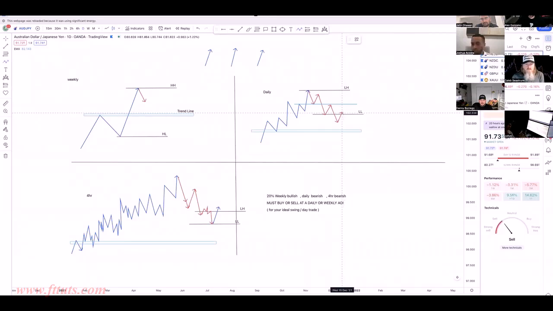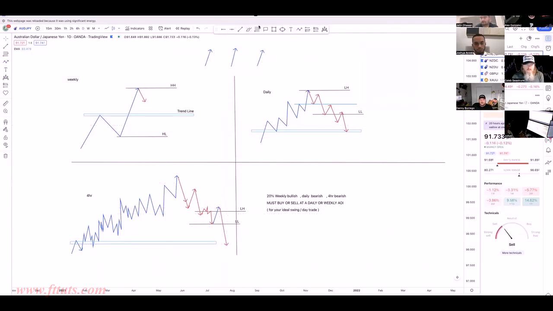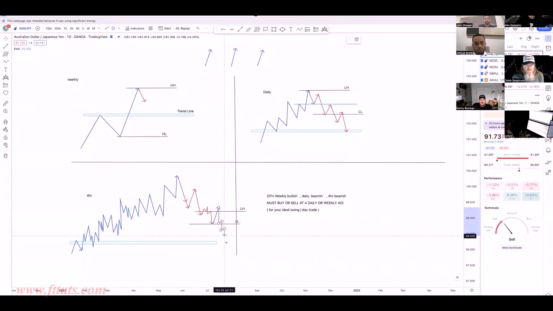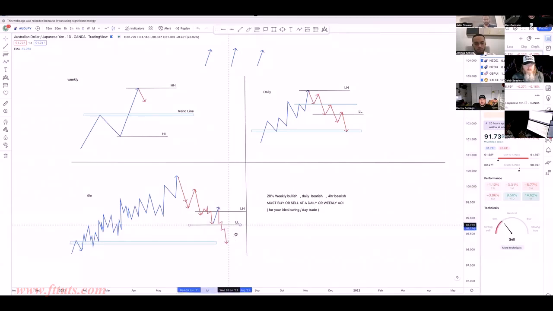And now we've approached the area of interest on the weekly time frame. So this would look something like this. This would do something like this. Now we've gotten to our area of interest, making this a lower low, making this a lower high, and on the weekly time frame, we're like this.